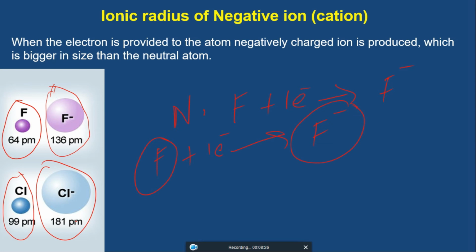So this is the reason: when an electron is added, one or more new shells are created, but the positive charge remains the same. So repulsion between the electrons is increased, and this is the reason that the size of an anion is greater than the neutral atom.